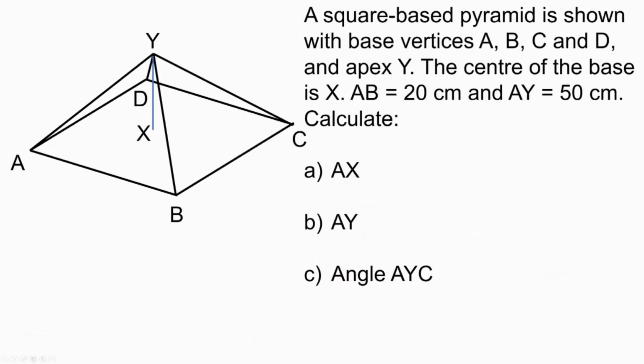Here's a question for you to try. It's a very similar question, but we're told this time it's a square base pyramid. The base vertices, or the vertices of the square on the base, are A, B, C, and D. The apex of the pyramid is Y, and the center of the base is X. AB is 20 centimeters, so you could label that on, and AY is 50 centimeters. Try and work out each of the measurements shown. If you want to resume the video to have some hints, by all means do that.